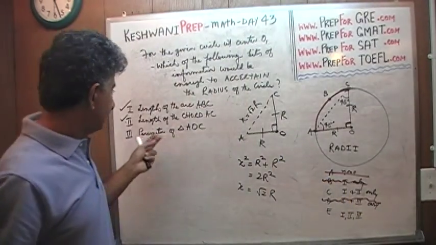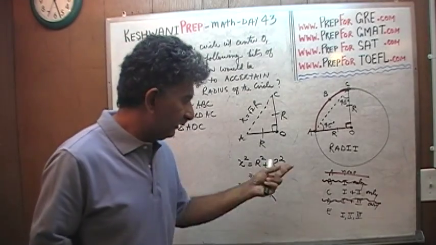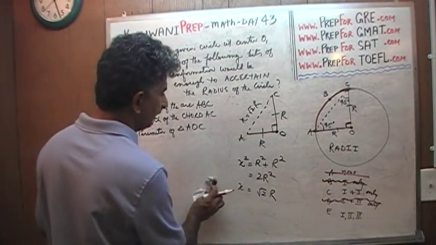So either the third statement works or the third statement doesn't. If it works, the answer is going to be B. If it doesn't, the answer is going to be C. Let's look at the third statement. That's it. I need to erase all of this now.